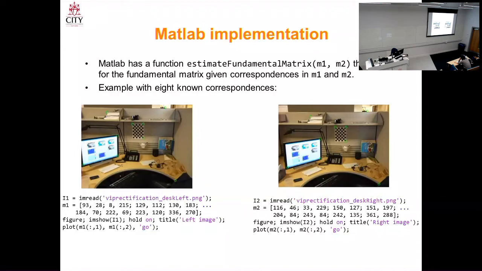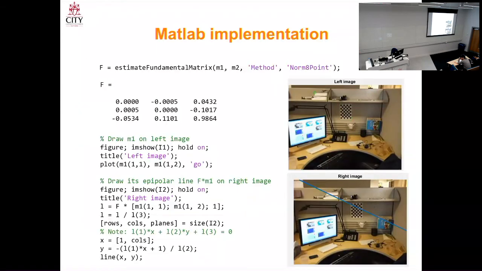Then I can call this estimateFundamentalMatrix function, and here I'm using the normalized 8-point method. This is the 8-point technique I just described, and out pops the fundamental matrix. So if you have your correspondences, you can get the fundamental matrix in essentially one line of code.